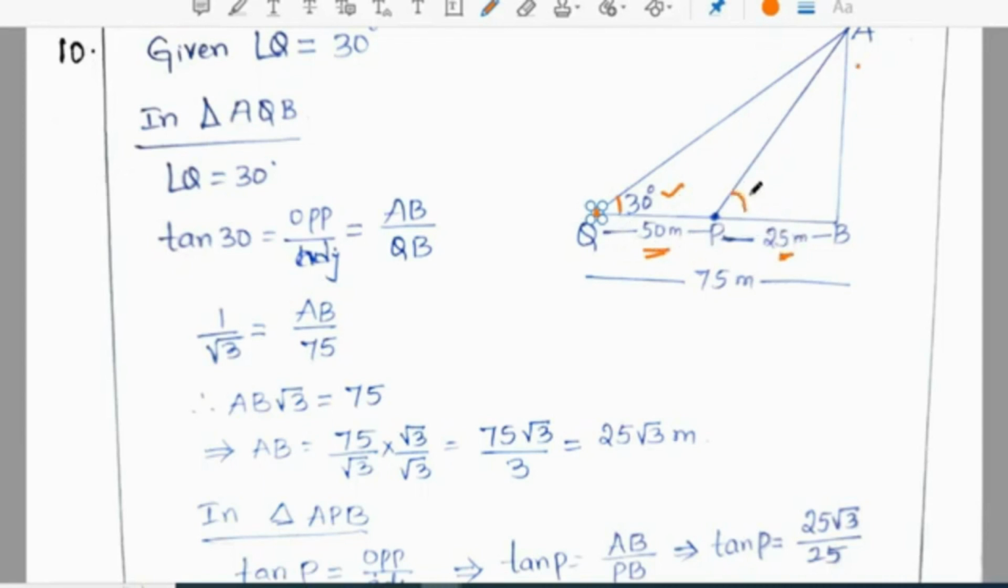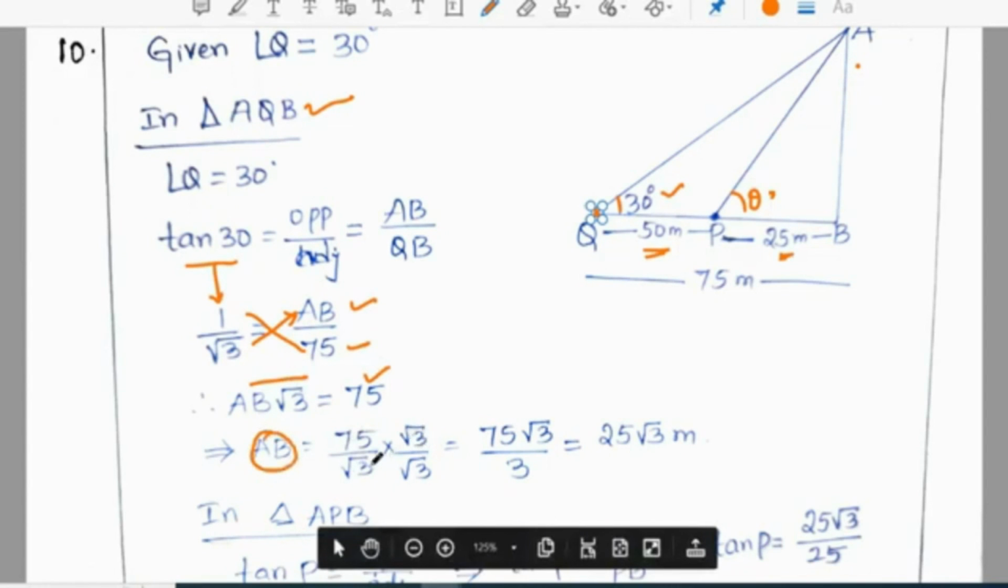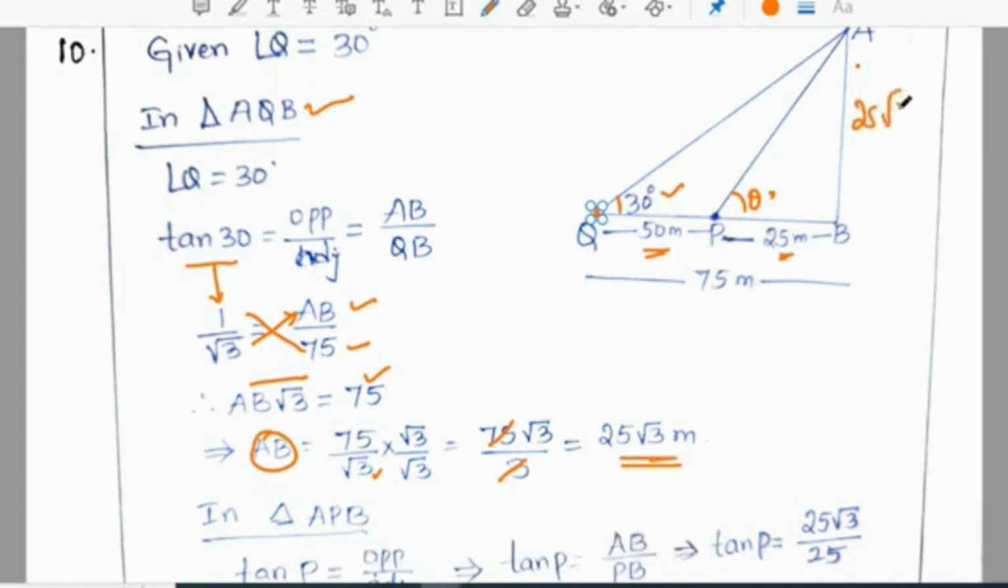We need to find angle P in this question. In triangle AQB, tan 30 is equal to opposite by adjacent, which is AB by QB, which is 75. So AB by 75. The tan 30 value is 1 by root 3. When two fractions are equated, we have to do cross multiplication. AB into root 3 is equal to 75 ones are 75. So AB is equal to 75 by root 3. Root 3 should not be there in the denominator, so we have to rationalize. Root 3 into root 3, it is 75 root 3 by 3, which is 25 root 3 meters. So AB, the height of the pole, is 25 root 3 meters.